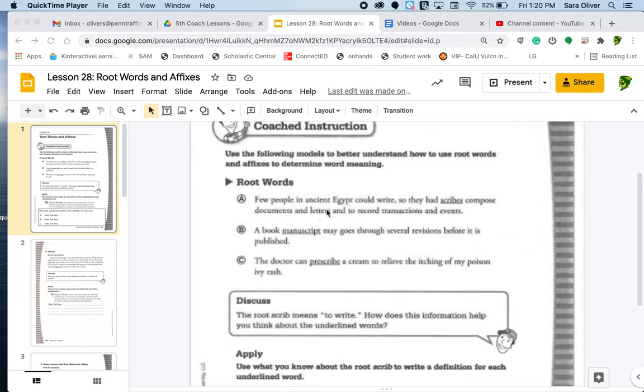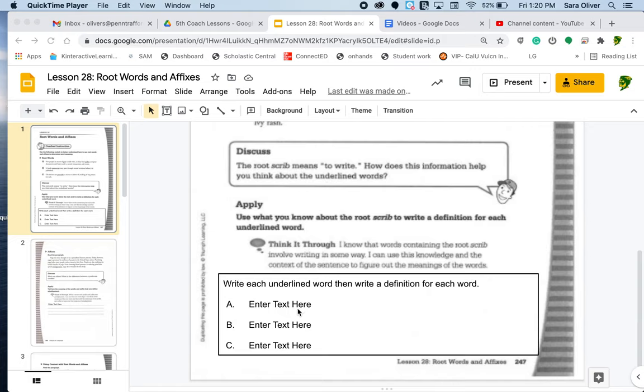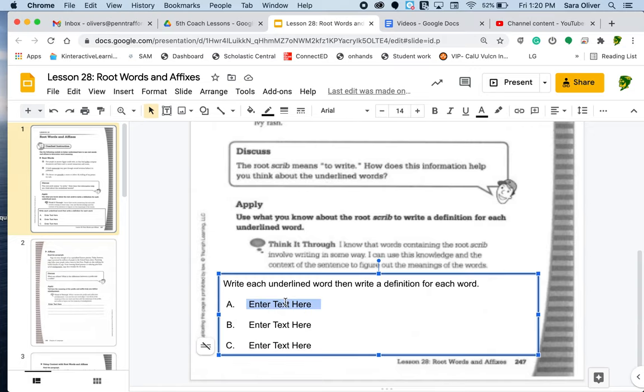Few people in ancient Egypt could write, so they had scribes compose documents and letters to record transactions and events. Well, if scribe means to write, and few people knew how to do it, they must have certain people that write for them. So I think a scribe is a person who writes.